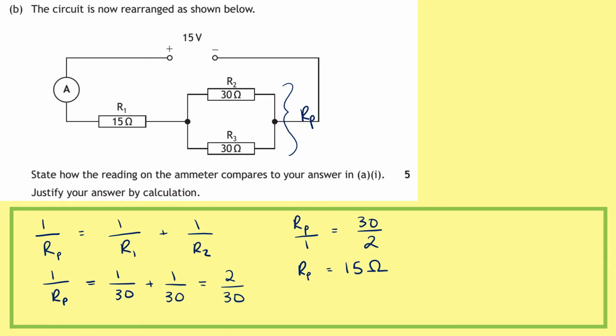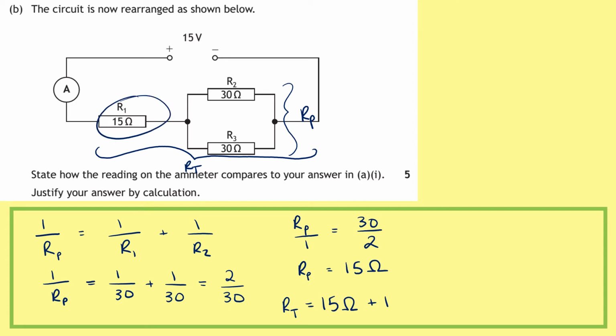So now we want to calculate the total resistance, so that's including this resistor on the left-hand side. So our total resistance is 15 ohms that we just calculated, add on this 15 ohms just here. So our total resistance there is 30 ohms. Previously, our total resistance was 75 ohms, so our resistance has decreased.